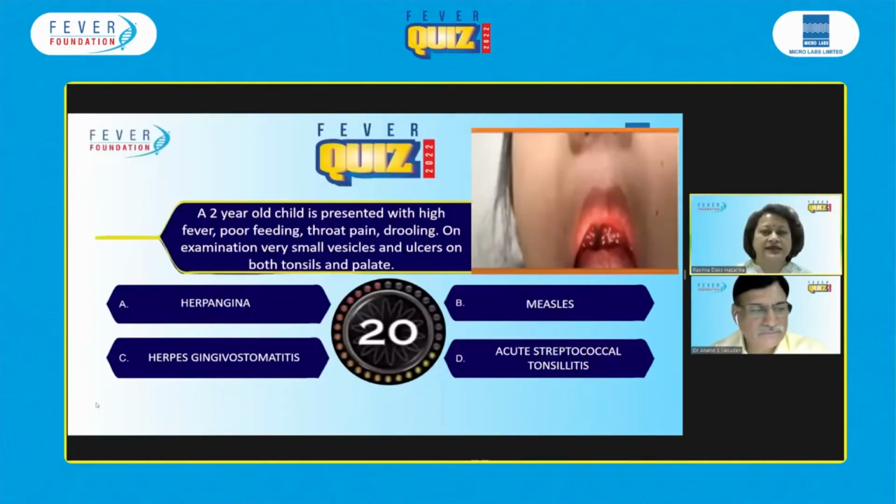So look at the picture carefully and I will give you the history. A 2-year-old child is presented with high fever, poor feeding, sore throat, drooling, and on examination, there are very small vesicles and ulcers, as you can see on both the tonsils and palate. So what is your diagnosis? Herpangina, measles, herpes gingival or acute streptococcal tonsillitis. Your time starts now.